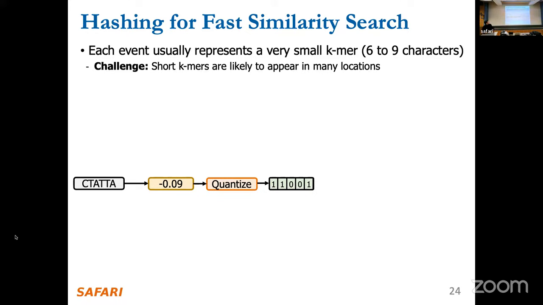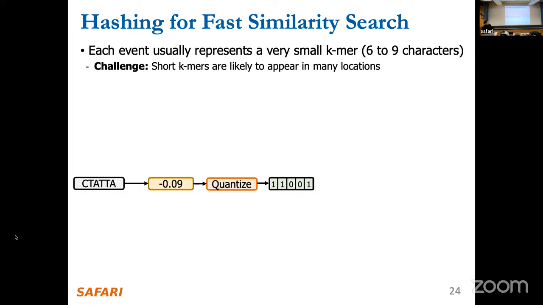Each quantized event usually represents a very small k-mer, around 6 to 9 characters. Knowing that the reference genome is around 3 billion bases, you're going to find an extremely large number of matches if you rely on a very small sequence. Assume that you're using a subsequence of length 6 and looking at a reference genome whose length is 3 billion. Then you're going to find too many matches, which is not practical or feasible to look at.